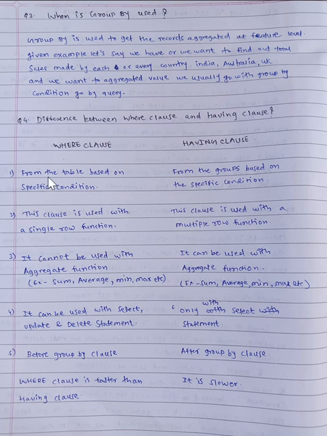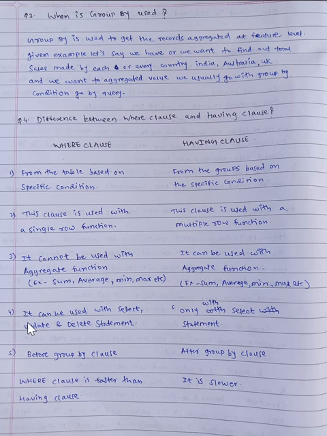Next question is the difference between where clause and having clause. You know that from the table, based on a specific condition, we use the where clause. From the group by, based on a condition, we use the having clause. The where clause is used with single row functions, and the having clause with multiple row functions. Where cannot be used with aggregate functions like sum, average, min, max, while having can be used with aggregate functions like sum, average, min, max.